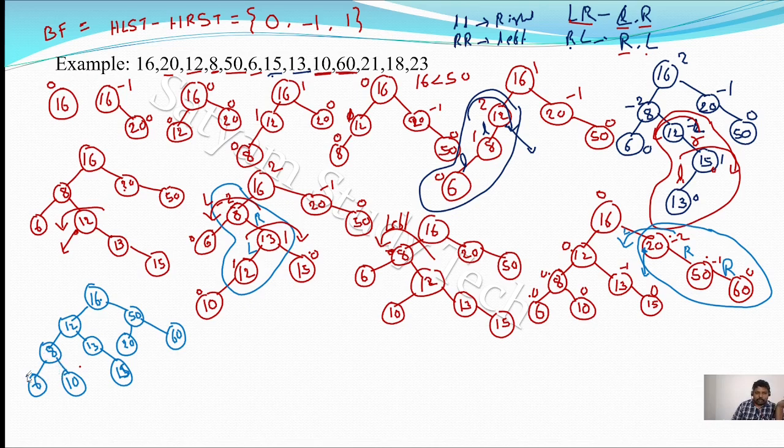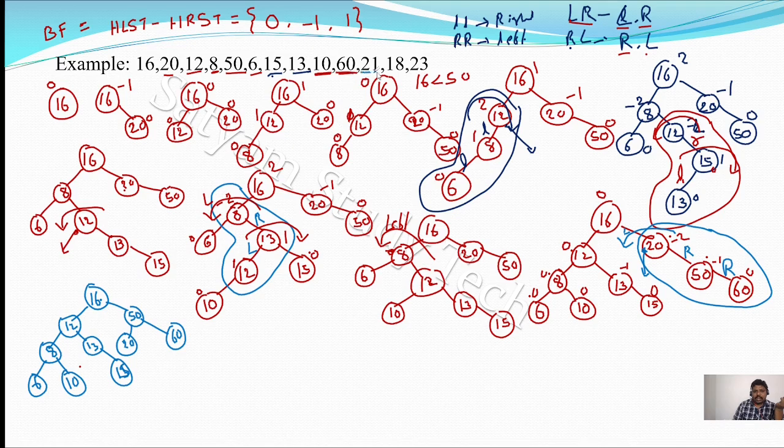Here the balance factor of 6 is 0, 8 is 0, 10 is also 0. The balance factor is 2, it is also 2, that is 0. Here -1, here 0, here 0, here 0, here 0. You can see the height of the left subtree is maximum, which is 3, right? So here the height of the right subtree is 2. So the balance factor of 16 is 1. So everything is balanced.